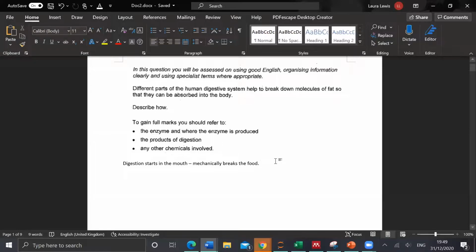So let's do the next thing. After the mouth, the food goes down the esophagus, but that doesn't have anything to do with digestion. So let's add a little bit to this: chewing, which is the physical breakdown by the teeth. We can't just swallow anything whole, otherwise we'll choke, wouldn't we?